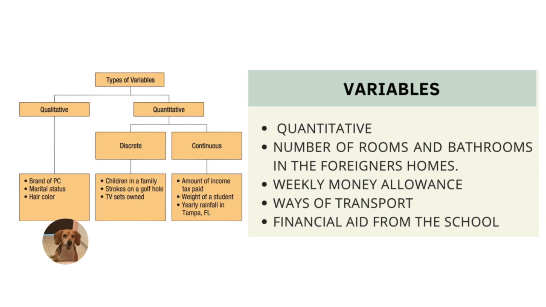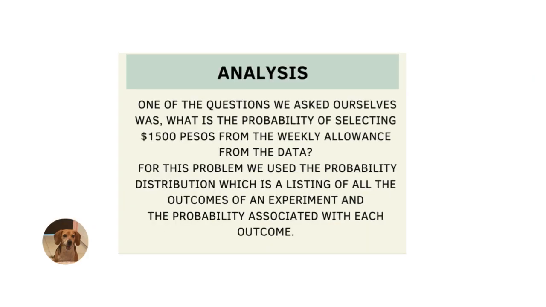There are two types of variables, qualitative and quantitative. In this case, we're going to use quantitative. As we can see here, our variables are the number of rooms and bathrooms in the foreign homes, their weekly money allowance, the ways of transport, and financial aid from the school. For our analysis, we gathered all our information from the book from our course, also from Scribd, and also by a reference of an engineer, who is Ivanna's dad.